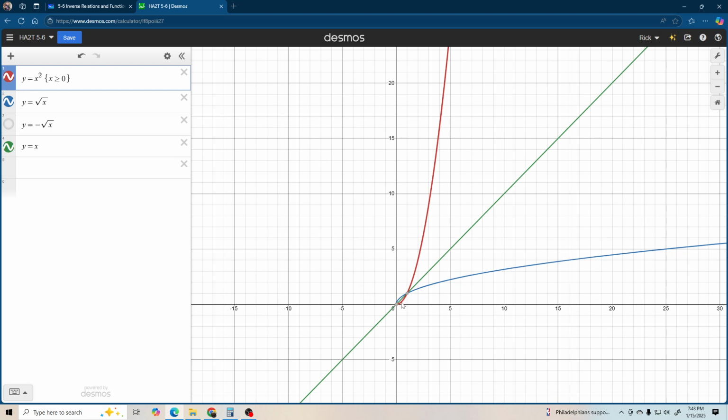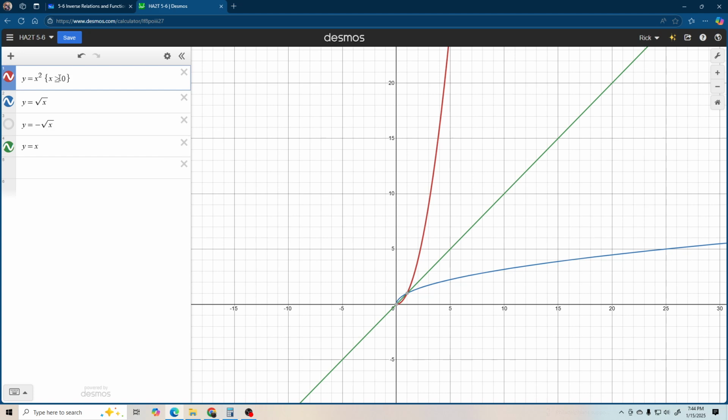Where we have the positive half of y equals x squared, and then we have y equals the positive square root of x, right? You'll notice that this is a function, right? These two things are functions. Neither this red line or this blue line are going to fail the vertical line test. These are going to pass in both situations. So we could restrict the domain to make this work, right?